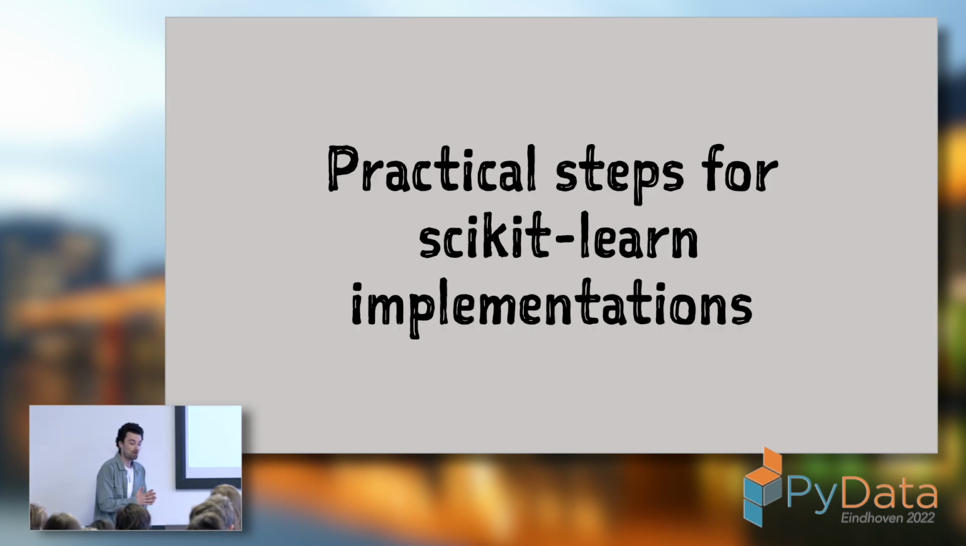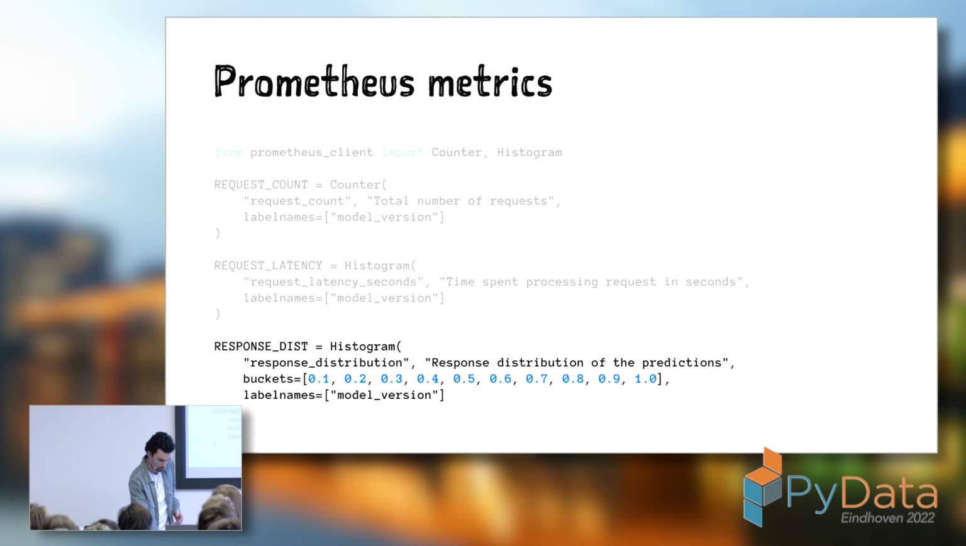Alright, now I have some practical steps on how to actually implement this, because so far we've looked at this traditional setup. How can we actually implement this if we have a scikit-learn model? It does not necessarily have to be a scikit-learn model. I just took that example since it's the most popular framework in Python. So let's create an extra metric, response distribution, to model the model output that we create.